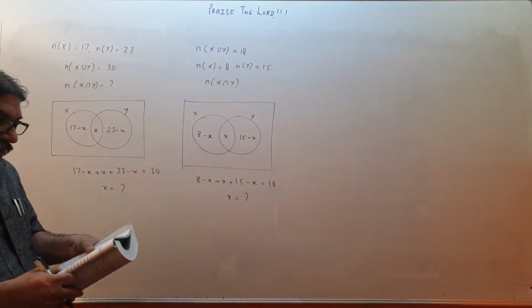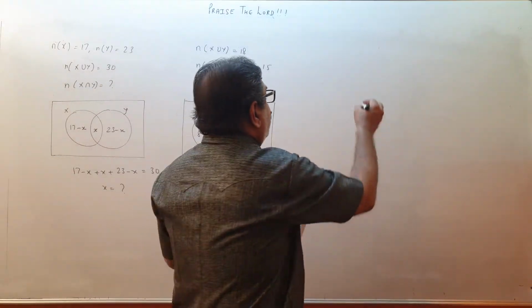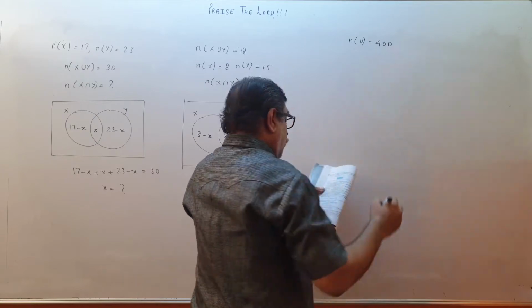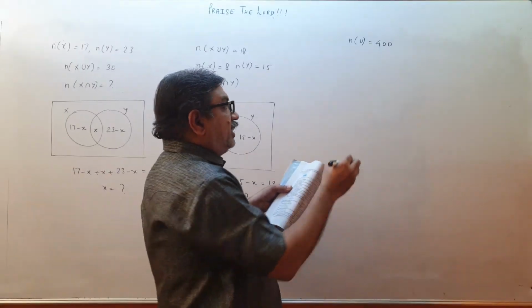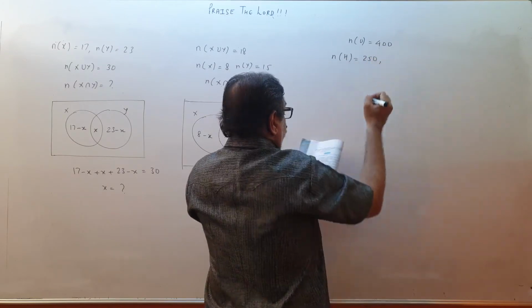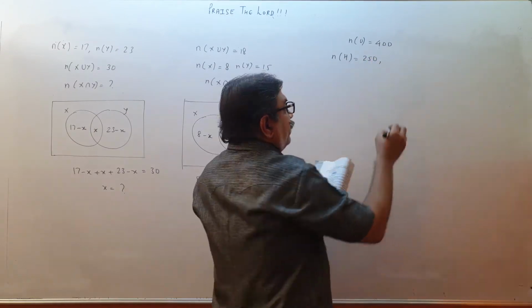Then, in a group of 400 people, there is a group of 400 people, and U is 400. 250 can speak Hindi. The number of people speaking Hindi is 250. 200 can speak English.